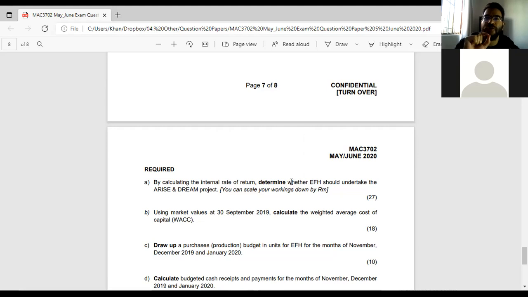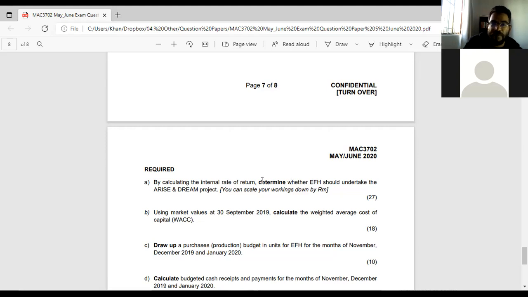The moment you need to make a decision or evaluate a long-term project. What is a long-term project or a long-term investment or a long-term asset? It is a project, investment, or asset that generates cash flows over a period of more than 12 months. Arise and Dream is going to generate cash flows over a period of 5 years. So that is more than 12 months, which makes it a long-term project. You need to make a decision regarding a long-term project, so that means you fall within the topic of capital budgeting.